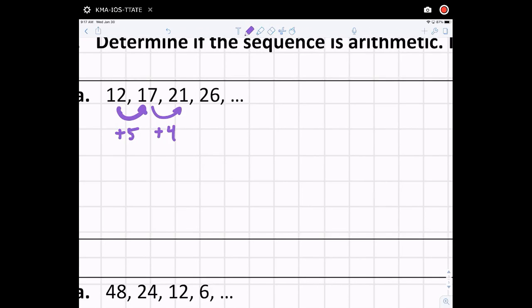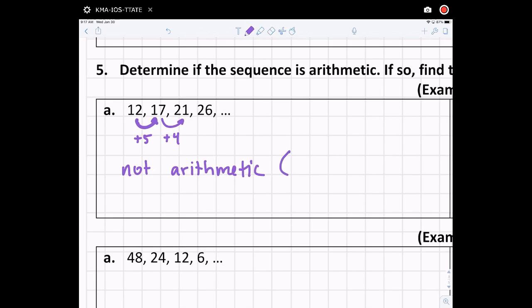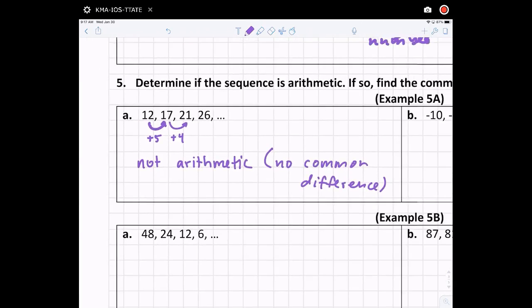So this one's not arithmetic. Not arithmetic, you might just want to say no common difference. If you don't write this on the test, I probably will still give you full credit. This would probably be 1 point. But as far as going back, just look at your own notes to study. It may be helpful to think, oh yeah, that's right, it didn't have a common difference, that's why it's not arithmetic.